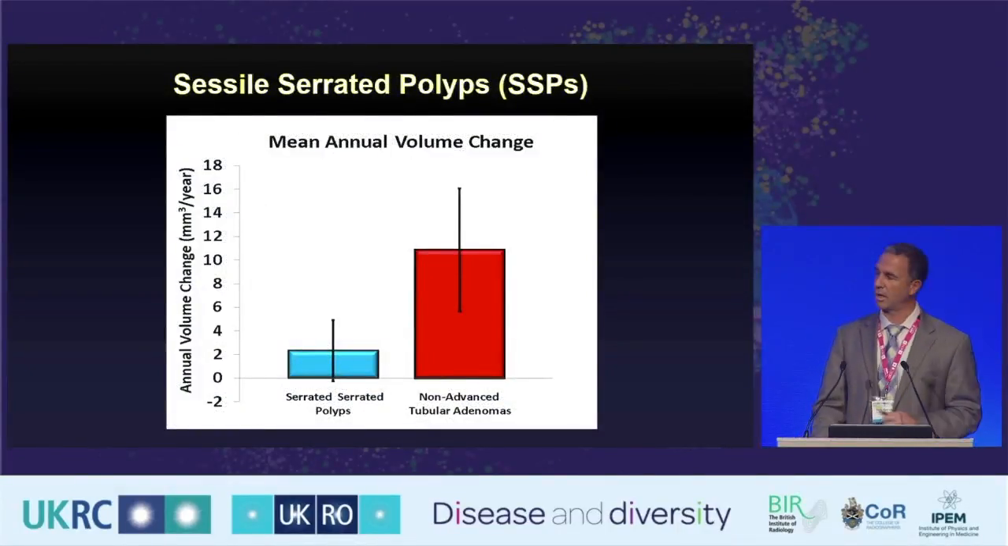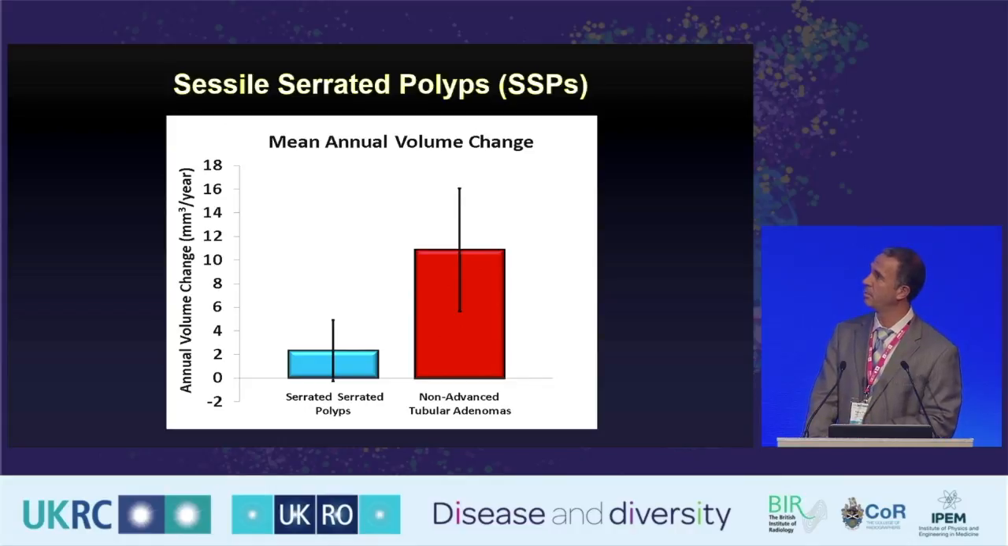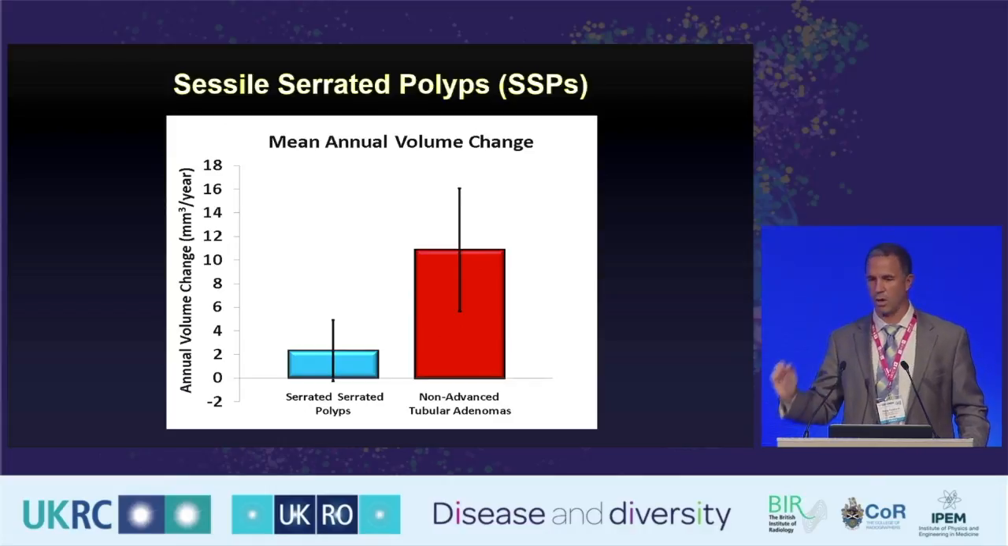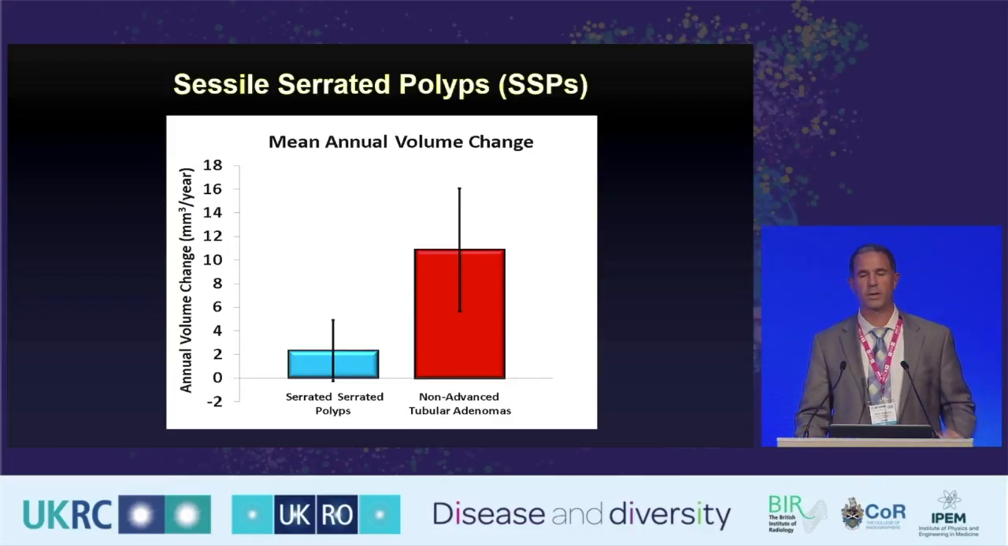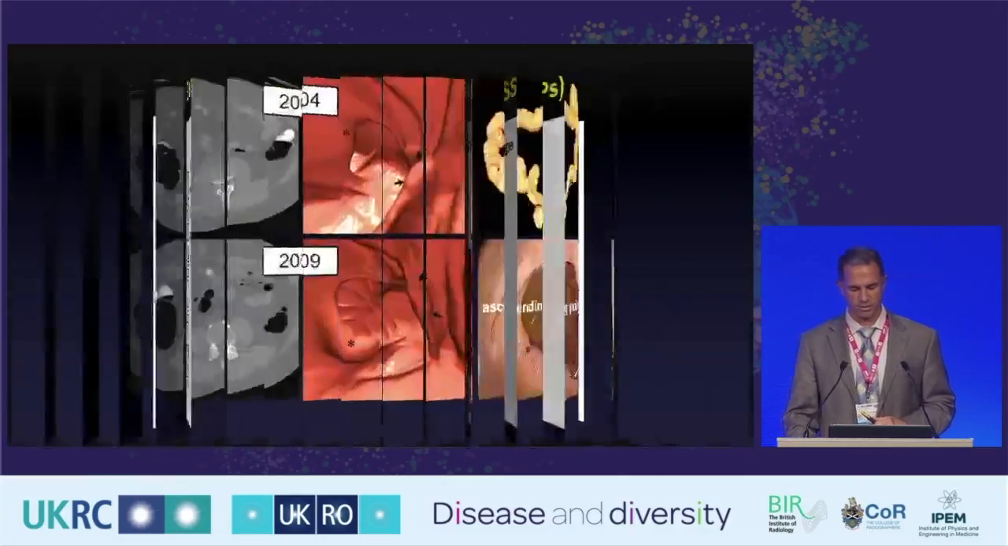And that gets to this serrated. I just finished a manuscript on this that we're going to be submitting, and this is one of the figures, basically showing that these sessile serrated lesions grow even slower than non-advanced small tubular adenomas. So I don't think we need to worry about these. We want to detect them when they're large. I don't lose any sleep about missing these when they're sub-centimeter.